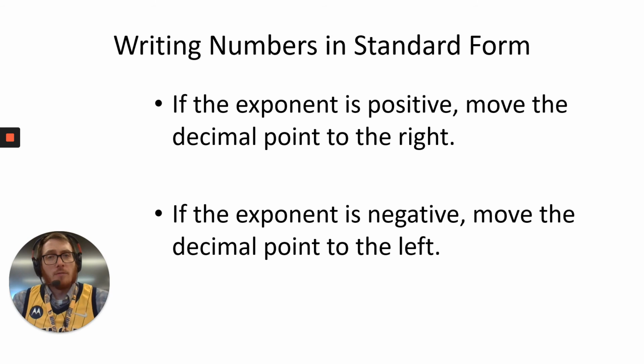So, the rule of thumb is if the exponent is positive, then you move the decimal point to the right because you're multiplying by 10. If the exponent is negative, you move the decimal point to the left, and that's because you're dividing by 10.